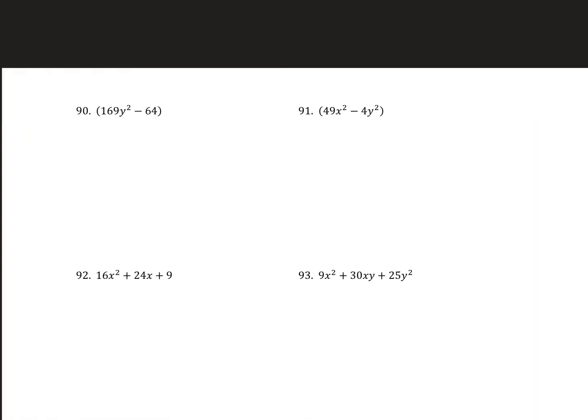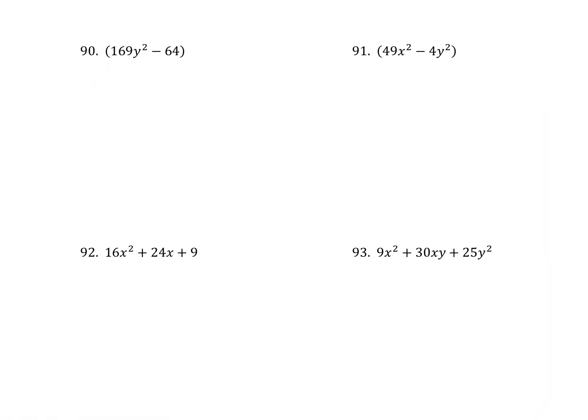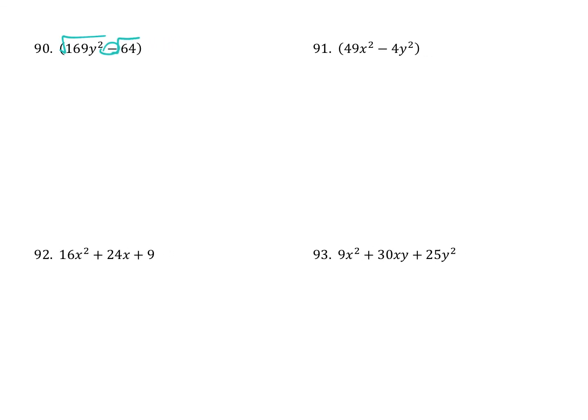For 90, you have 169y squared minus 64. You can take the square root of the first term, you can take the square root of the last term, and there's a negative that separates them. So factor this using the difference of squares. You can do the square root of 169y squared, which is 13y, and the square root of 64 is 8. So this is going to just give you 13y minus 8 times 13y plus 8.